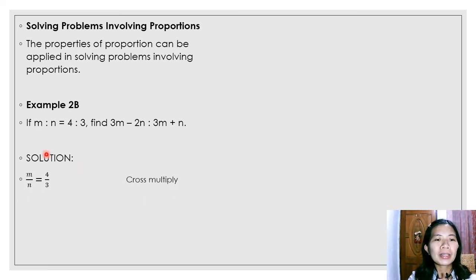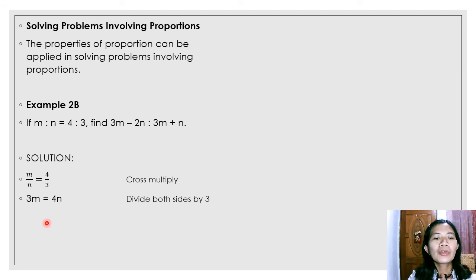First, given this, we are going to write this into a fraction. So m is to n will be m over n equals 4/3. The 4 over 3 came from this ratio, 4 is to 3. Now, cross multiply. So 3 times m equals 3m, then 4 times n equals 4n.